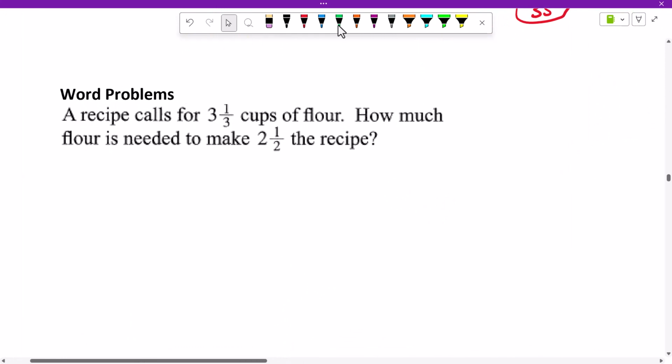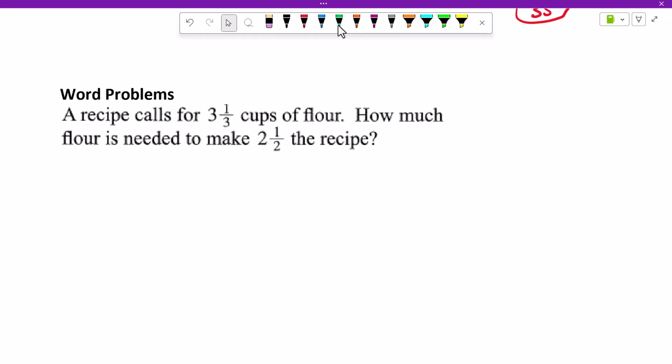So, next question. You're in baking class. You have a recipe that says you need 3 1/3 cups of flour. But instead of just making one batch, you want to make more. So suppose it's cookies or pancakes. You want to make 2.5 batches. How much flour would you need then? The recipe says for one batch, you need 3 1/3. But if you want to make 2.5 batches, how much flour do you need?